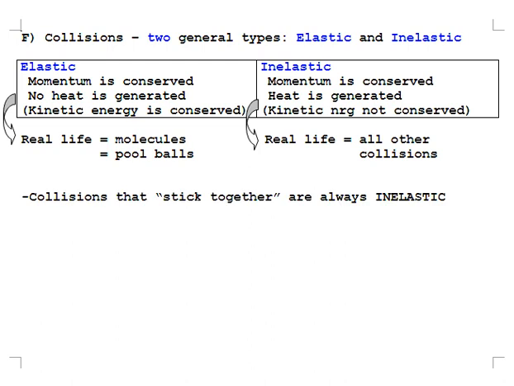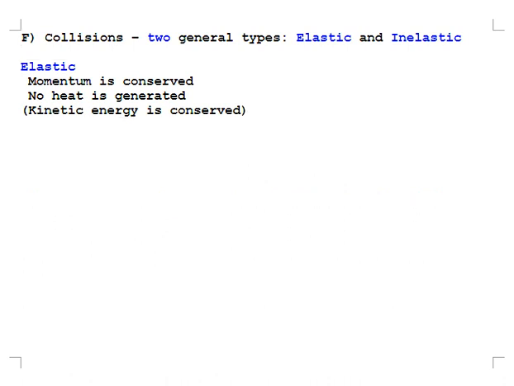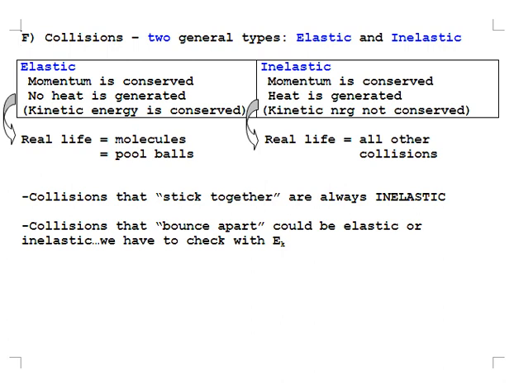Here's another couple of things we can say. The collisions where we saw things stick together are always inelastic. So you know for sure you're going to have some heat energy generated, and the kinetic energy will not be conserved. But that doesn't mean that the hit and bounce apart is automatically elastic. Collisions where things hit and then bounce off each other might be elastic or they might be inelastic. We can't actually tell until we rerun the numbers and see whether the kinetic energy before the collision is the same or different than the kinetic energy after the collision.